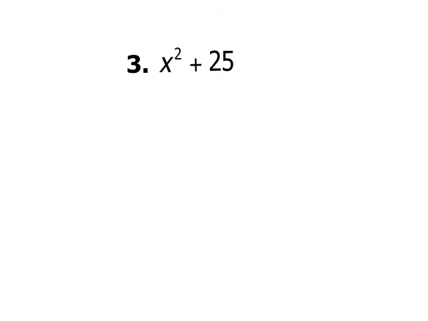Okay, let's look at 3. So I make my 2 sets of parentheses. What would I have to multiply together to get x squared? X and X. What would I have to multiply together to get positive 25? 5 and 5. So plus 5 and plus 5.